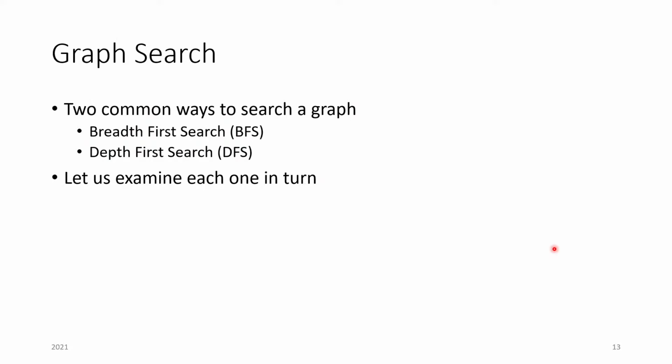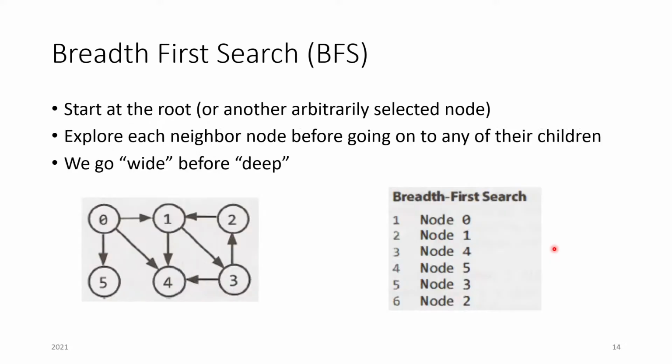Alright, so there are two common ways for us to go about searching a graph, referred to as breadth first search or BFS, and depth first search, which is DFS. We're going to look at each one of these in turn because it's required that we know how each of these search algorithms works. For breadth first search, we start at the root, or any other node that we select to be our root, and we explore each neighbor before we go on to any of their children. As such, we go wide first before we go deep.